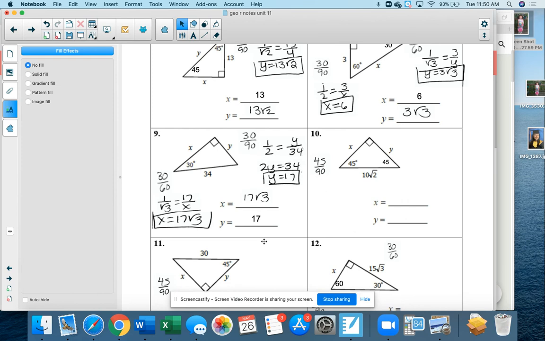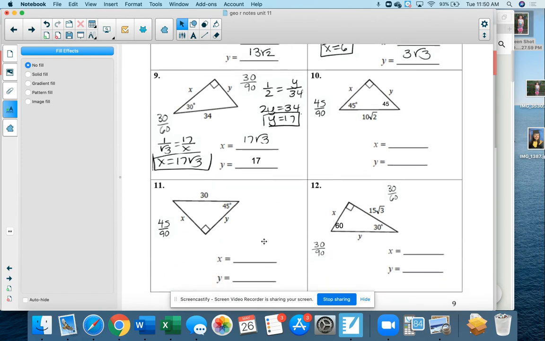Number 10. Pause the video if you need to, if you want to try some of these on your own or you just have to catch up with writing stuff. 10 is a 45, 45, 90 triangle. The rule for the 45, 45, 90 triangle is the proportion is 1 over radical 2. So 45 goes on top, 90 goes on the bottom. So I'm going to have 1 over radical 2. Now, I don't know the side across from the 45.